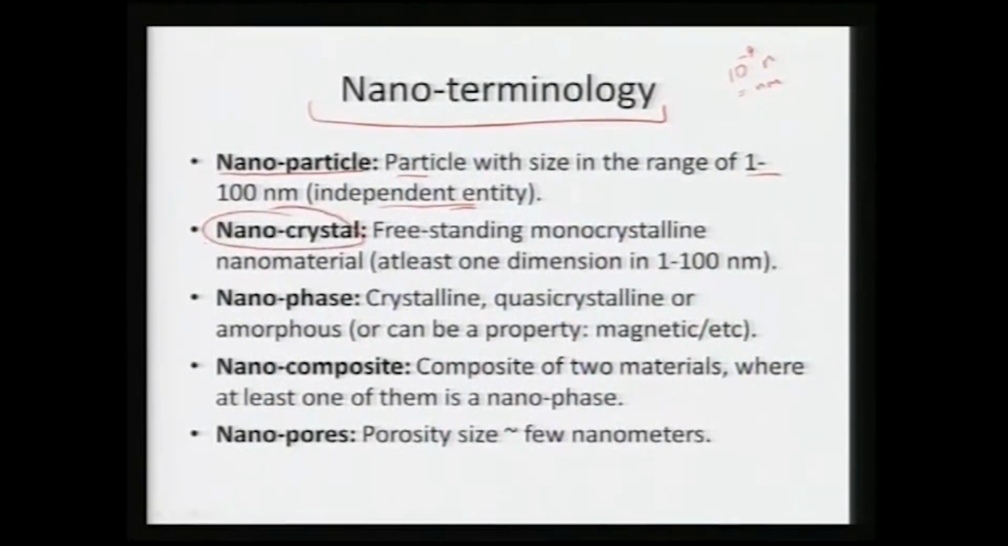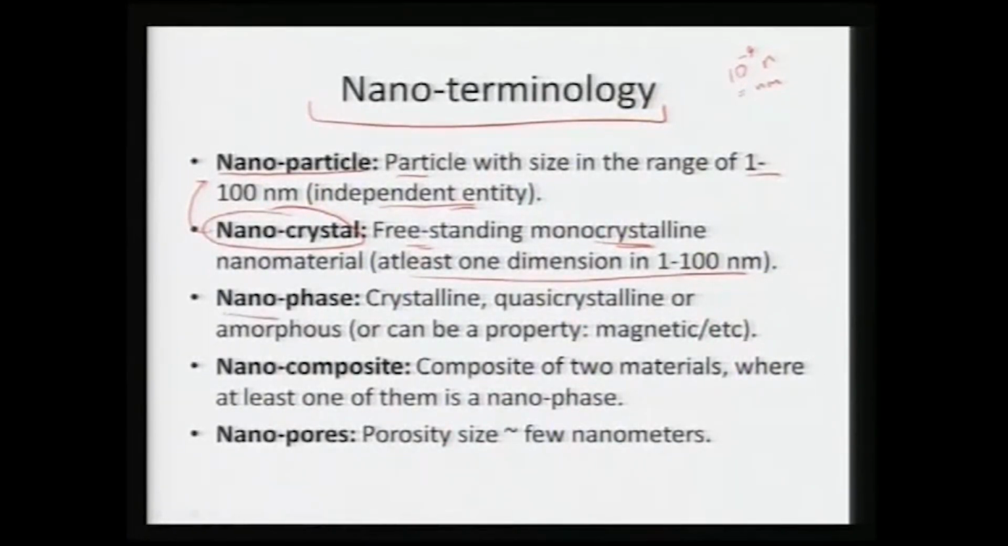About nanocrystal. A nanocrystal is a freestanding monocrystalline nanomaterial. So, we can see a nanocrystal is nothing but a freestanding monocrystalline nanomaterial, which has at least one dimension in the scale of 1 to 100 nanometer. So, a nanocrystal can be a nanoparticle as well.